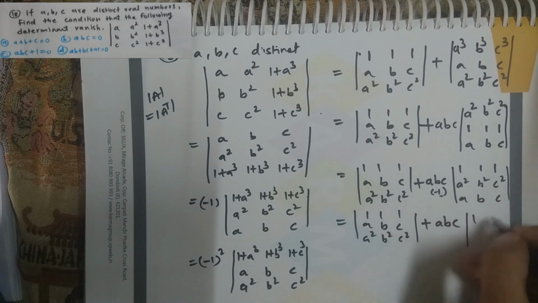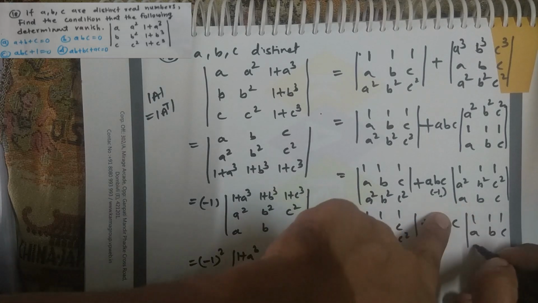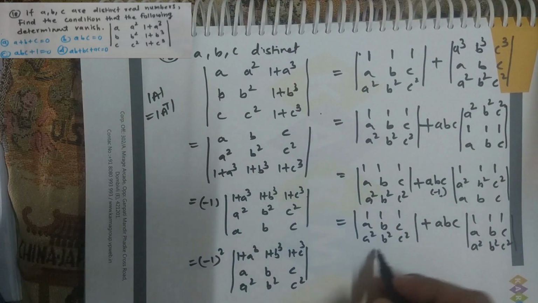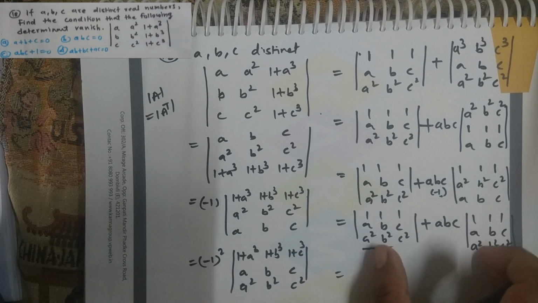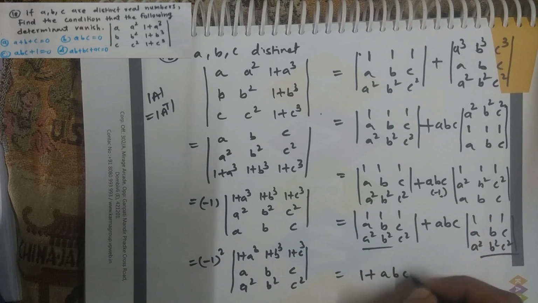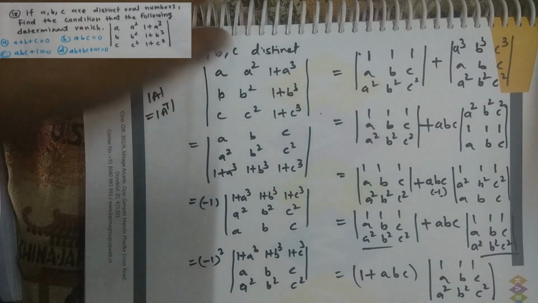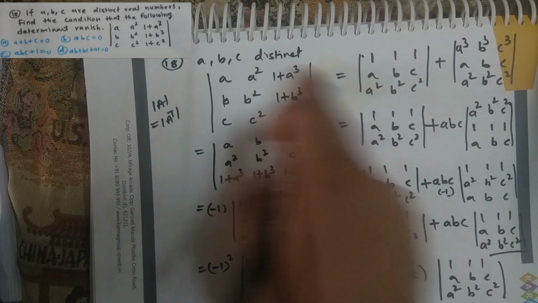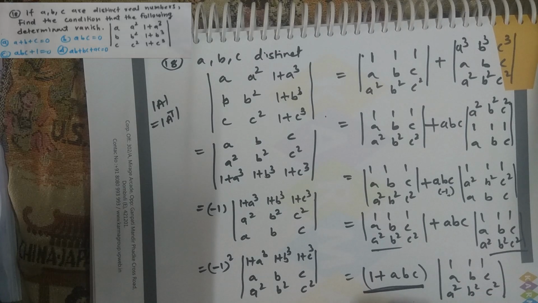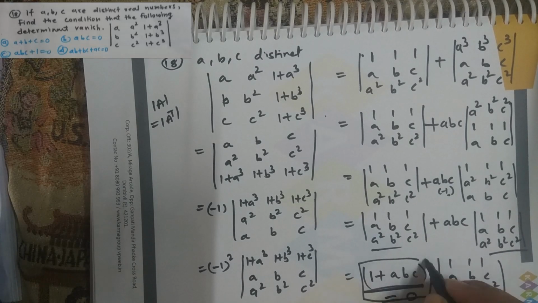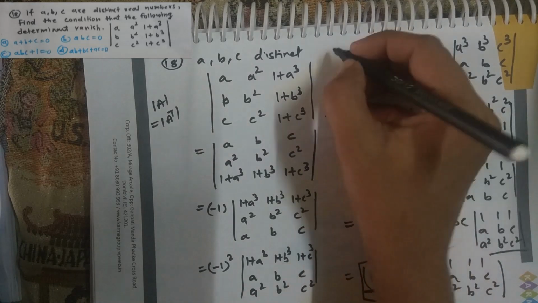So abc, 1 1 1, a b c and a square b square c square. Now see, these two determinants are now same. So now you just take common out these two determinants. So I will be left with 1 plus abc and this determinant 1 1 1, a b c, a square b square c square. Okay, now see, they are saying this determinant vanishes. When will this determinant vanish? Whenever this is 0. Okay, so whenever this term 1 plus abc equals 0. So if you look at the options, my option C will be correct.